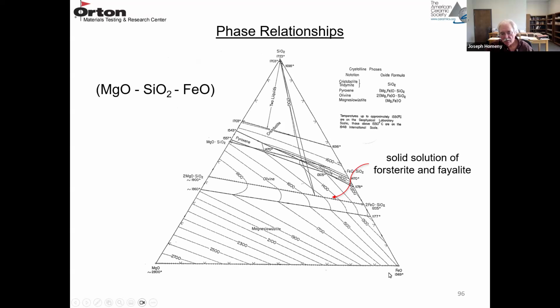So this is the MgO, FeO, SiO2 ternary phase diagram. So on this binary SiO2, MgO, here's phosphorite, here's ansitite, clinoansitite. And then this is the FeO, SiO2 phase diagram, the binary. And over here you have two FeO, SiO2, that's phthalate.